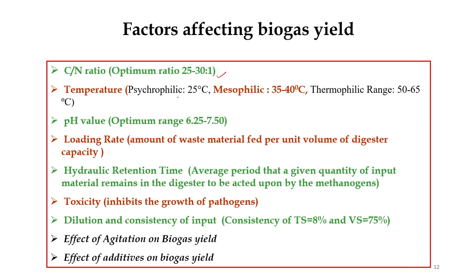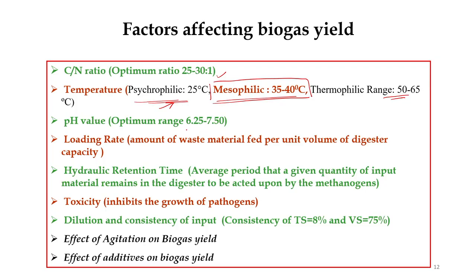Then temperature has different ranges: psychrophilic, mesophilic and thermophilic. If the temperature range is higher, then we call it the thermophilic range, and if the temperature range is 35 to 40, then we call it the mesophilic temperature range, and psychrophilic is up to 25 degrees Celsius. At low temperature, these microorganisms are active. But in our case, mostly what we need is the mesophilic range, where we can get more methanogen production, and as a result we can get more biogas production.